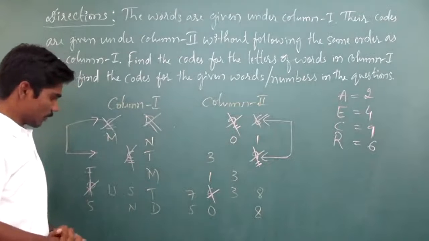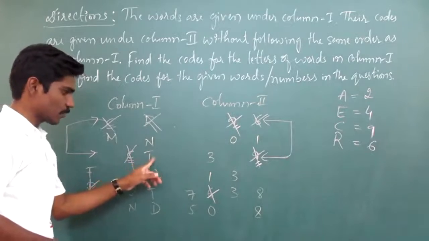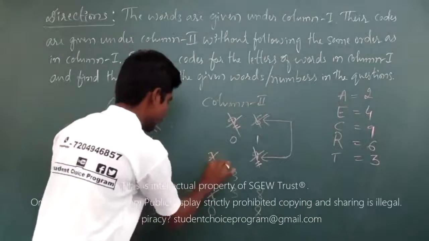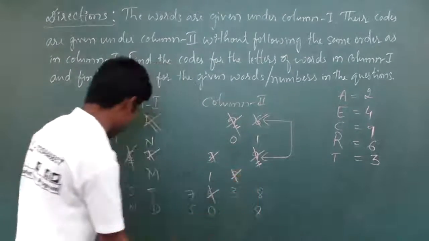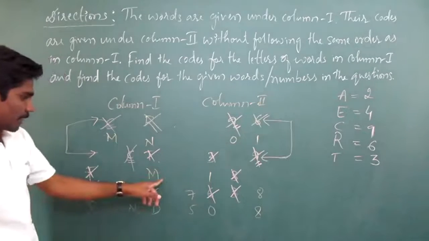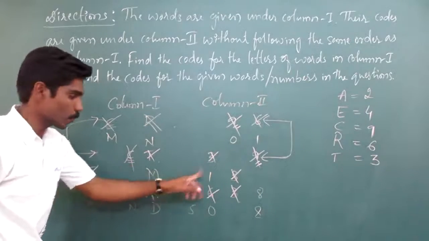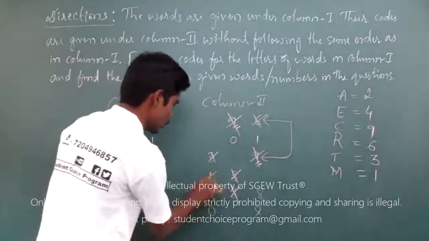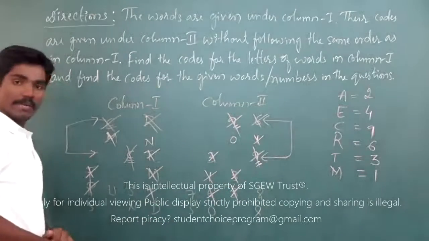Well friends, T is there and only one number is left. That means the code for the letter T is 3. Now 3 is over and T is over. Now what is left? M is left. Only one number is left, which indicates the code for the letter M is 1. Let me write: the code for the letter M is 1. M is over. Am I right, friends? Fine.